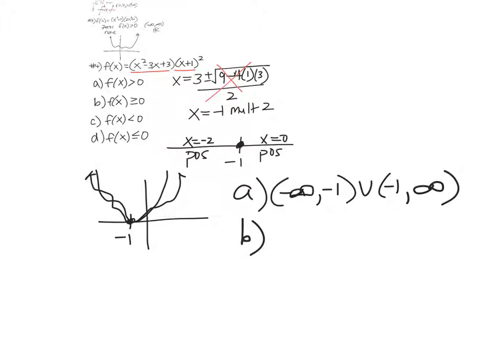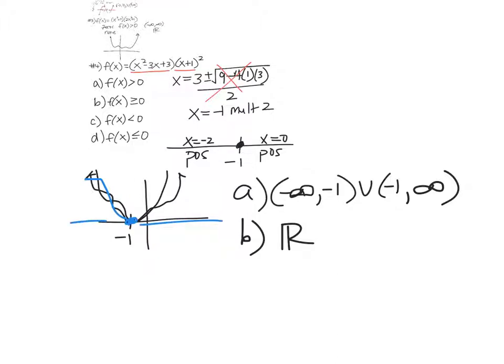Where is this polynomial greater than or equal to 0? Everywhere. The whole thing, all real numbers. Think about this right here, it equals 0 right there. Everywhere else, it's positive. All the other intervals are positive.